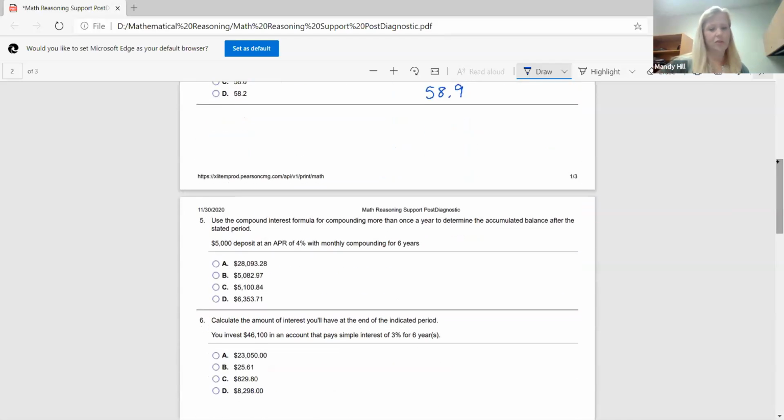Number 5 says, use the compound interest formula for compounding more than once a year to determine the accumulated balance after the stated period. Okay, so we're going to need to have the compound interest formula. So let's pull that up real quick.